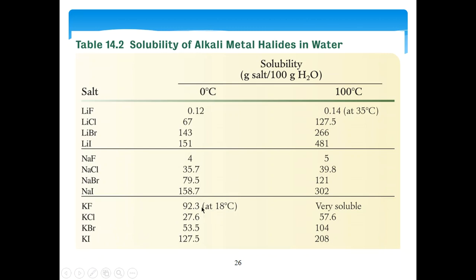You'll notice here, for example, that potassium fluoride, its solubility is 92.3 here, and then for potassium chloride it drops to 27.6, and then for potassium bromide it increases to 53.5. So there's some anomalies there in terms of the solubility and the type of halide when it comes to potassium. But the trend is maintained at 100 degrees Celsius. So there are several factors, of course, involved. Too complex for us to get into for our purposes here in this discussion.